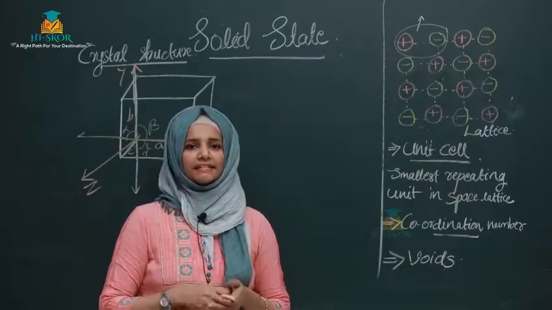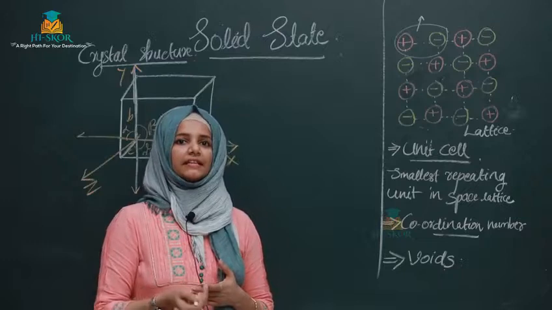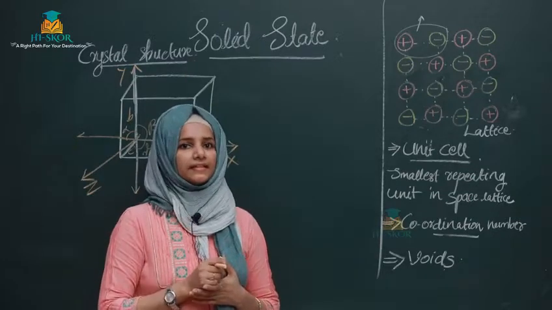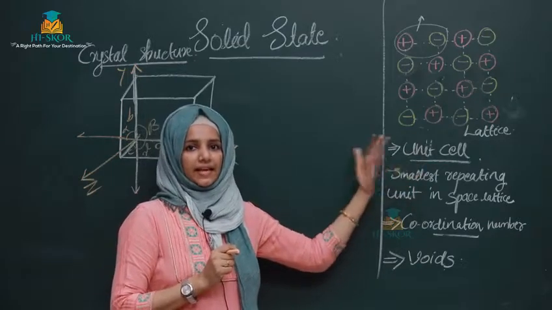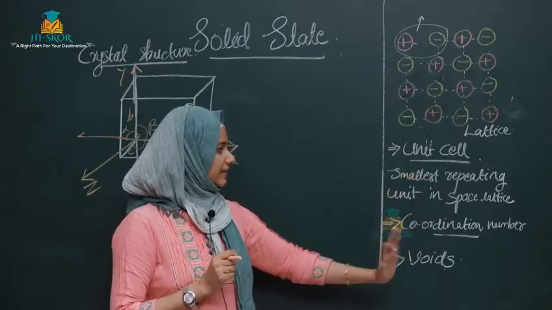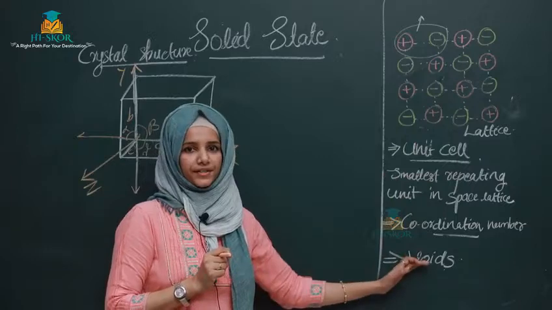So for defining the crystal structure we need important concepts, which we have just discussed: space lattice, lattice points, unit cell, coordination number, voids. Clear?